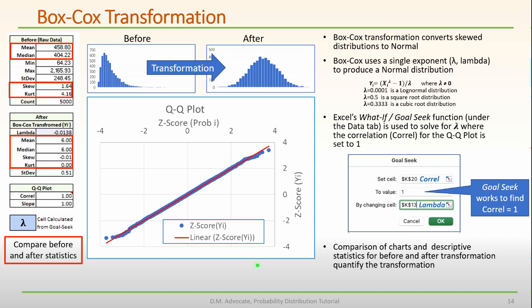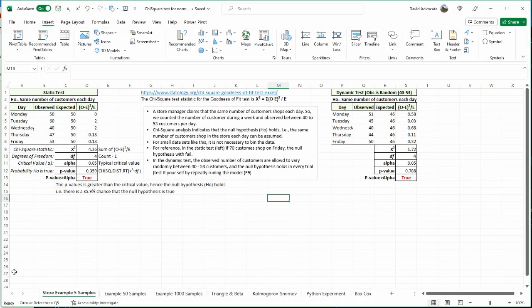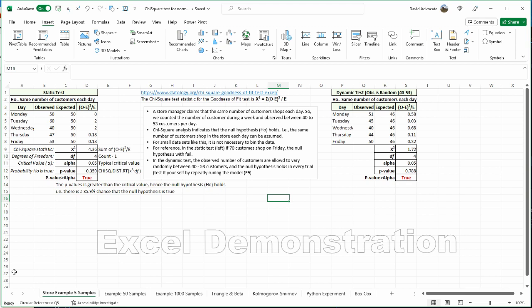So at this point, let's move on to the Excel demonstration of normality test. In this workbook, we'll mainly look at the chi-squared test and examine it for different amounts of sample. For example, we'll do 5 samples, 50, and 100. We'll look at what it does with the triangle and beta distributions. We'll also look at a Kolmogorov-Smirnov test and some Python experiments that were done. And at the end, we'll explore doing a Box-Cox transformation.